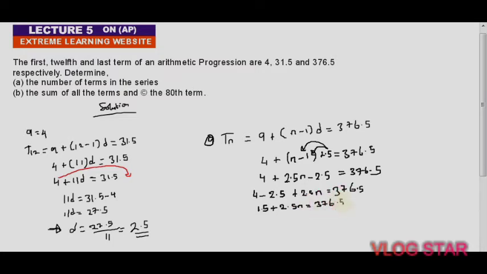376.5. So what we'll do from here is collect like terms. We'll move 1.5 to the other side, and when we move it, we subtract it from 376.5. So what we have now is what?